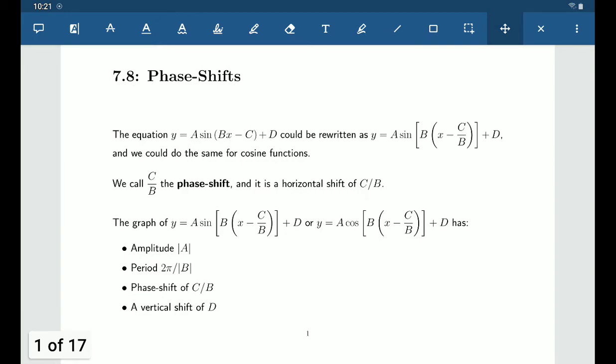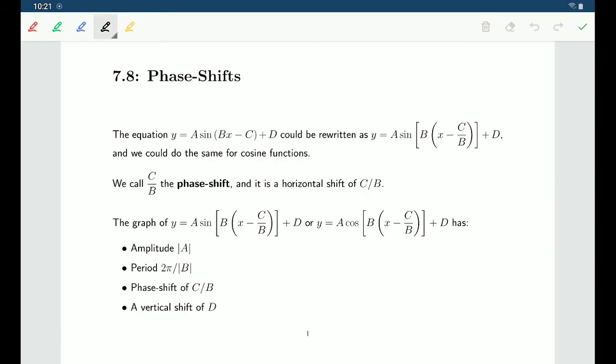So when I have my trig function and it's simplified and written in this form, once I've factored out the b that's in front of the x, the number that's left behind, c over b, that is my horizontal shift. In other words, that's my phase shift. I would say for this that it's a phase shift of positive c over b, because we'd be shifting our graph to the right by c over b.